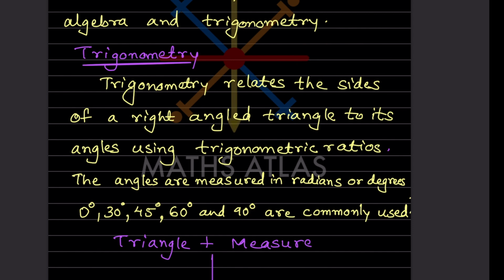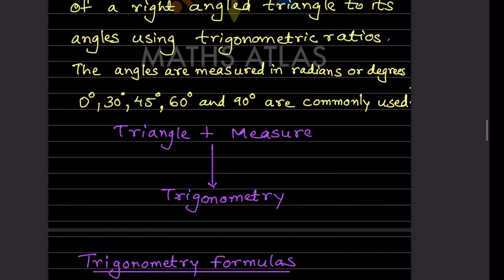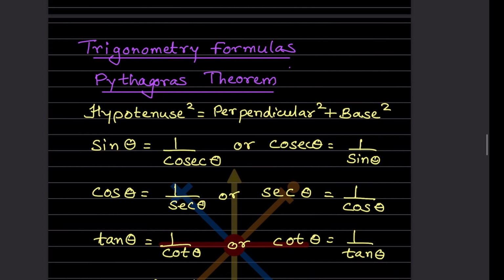So trigonometry relates the sides of a right angle triangle to its angles using the trigonometric ratios, like sine, cos, tan, cot, cosec, sec. These are the six main trigonometric ratios. The commonly used angles are 0, 30, 45, 60 and 90 degrees. Angle measurement is what trigonometry is about. Now let us see the trigonometric formulas first.